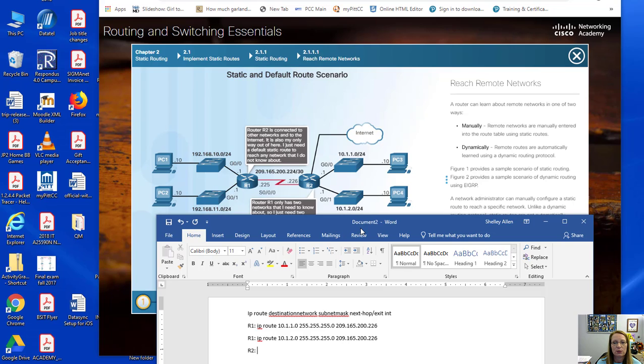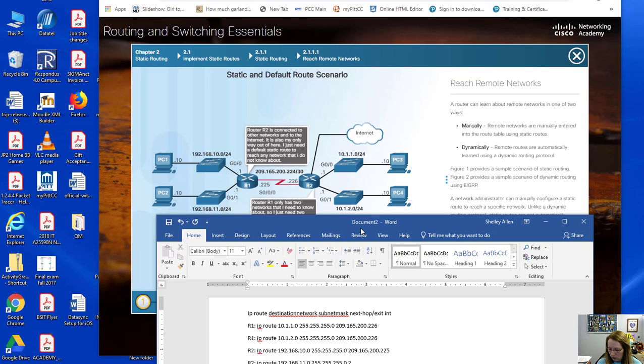So with R2, you would look at it and say, well, I know how to get to the 10110, 10120, and then the one in the middle. But I don't know how to get to, I'm going to do IP route, 192.168.10.0. What's its mask? 255.255.255.0. Now, how do I get there? What's my next step? The 225. So 209.165.200.225. And then you're going to do the same thing to get to the other route. IP route 192.168.11.0 with its mask.